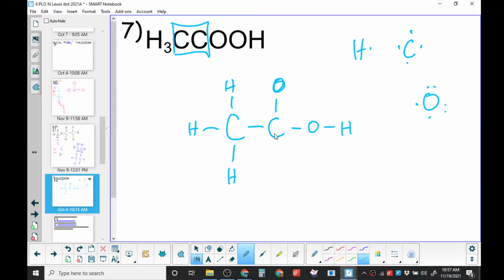Organic molecules, I said carbon is the backbone, so whenever you get one of these, these are always joined together. And that's what makes it an organic molecule. And just to emphasize, organic in this class means something a little different than the grocery store.